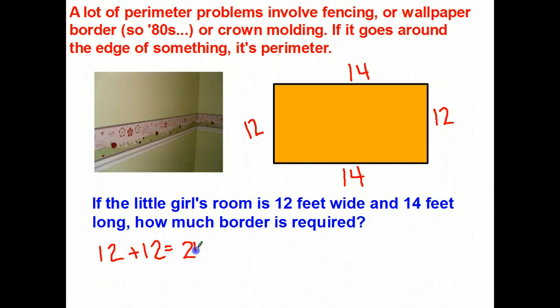12 plus 12 is 24. 14 and 14 is 28. And we just need to add 24 and 28. 8 and 4 is 12, carry 1. We need 52 feet of wallpaper border.